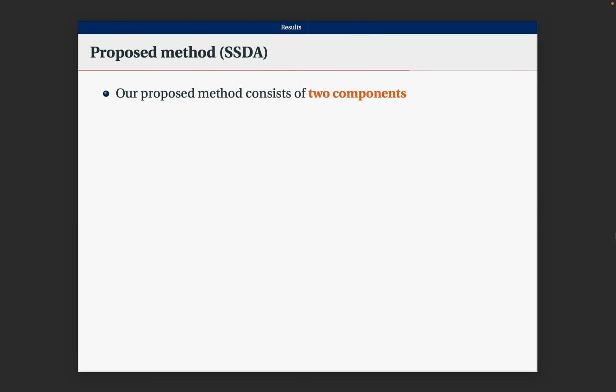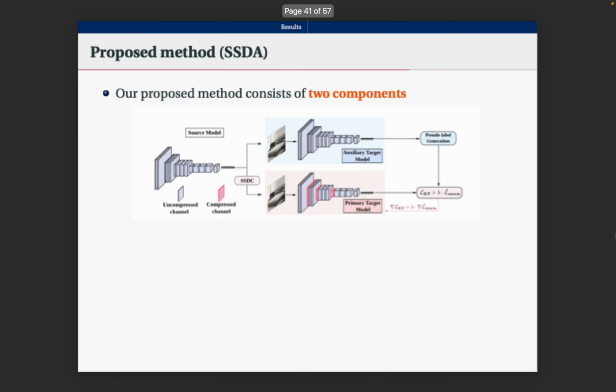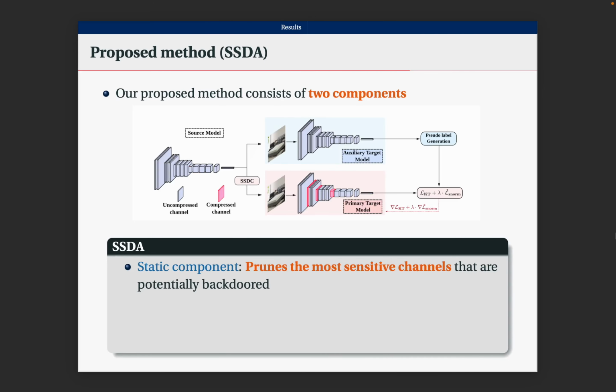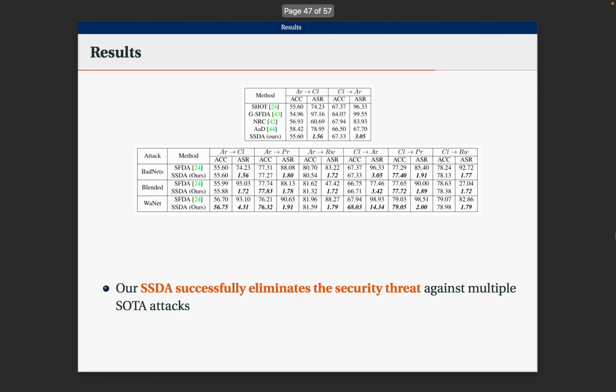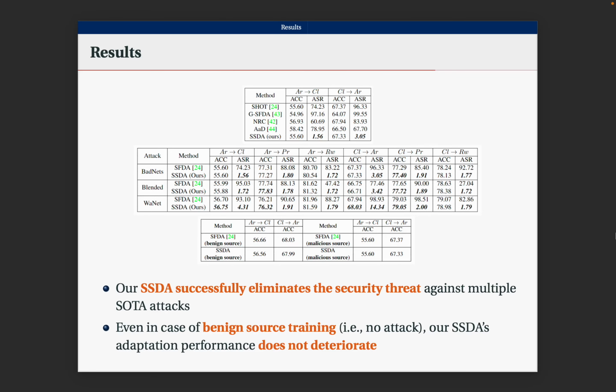Our proposed method SSDA contains two components which can defend against this attack. The first one is the static component, which prunes the most sensitive channels that are potentially backdoored. And the second component is the dynamic component, which dynamically compresses the sensitive channels during target adaptation based on a spectral norm penalty. From the results, we observe that our SSDA successfully eliminates this security threat against multiple state-of-the-art backdoor attacks. And even in the case of benign source training, that is no attack, our SSDA's adaptation performance does not deteriorate.